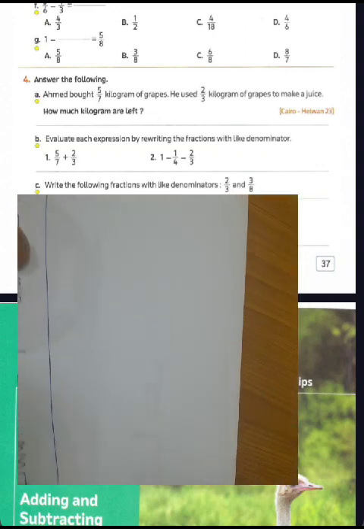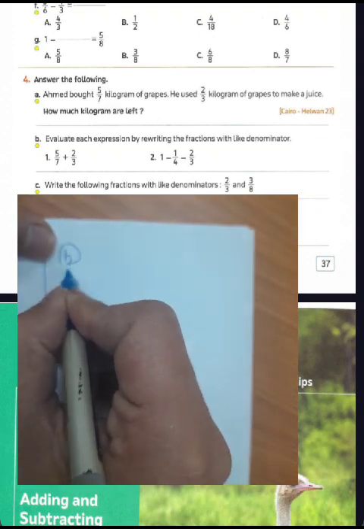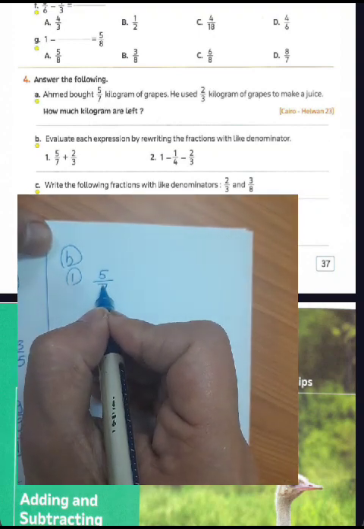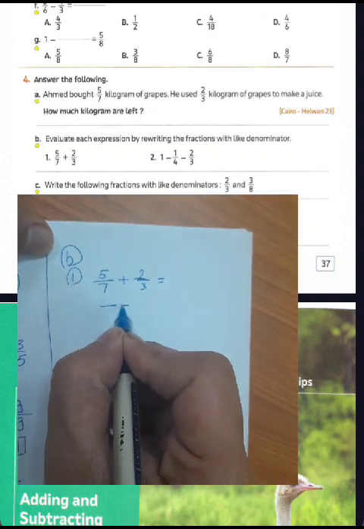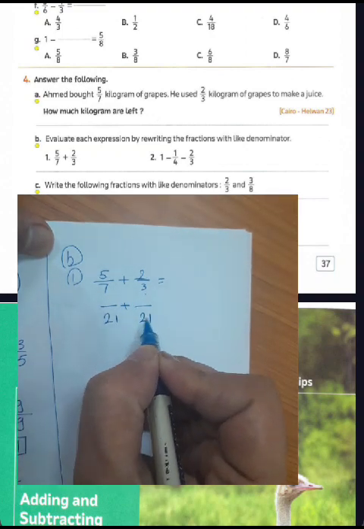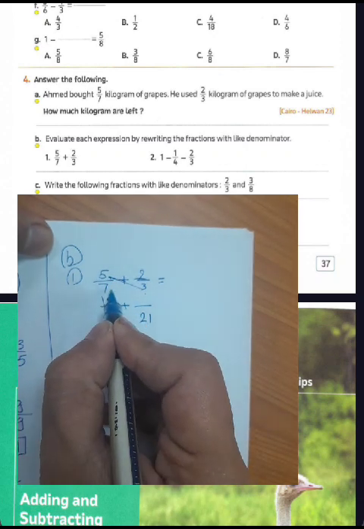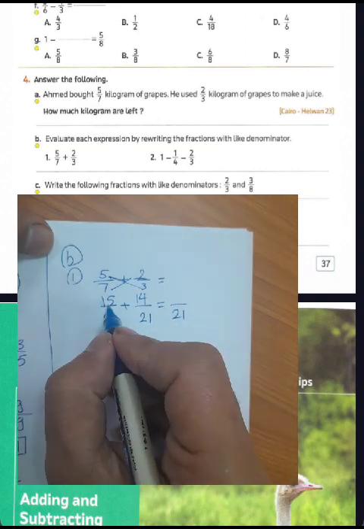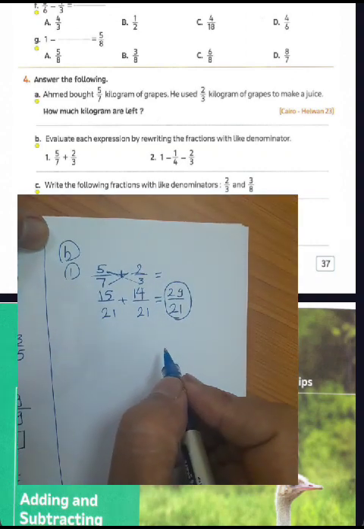Okay, I will solve letter B. Question number 1: 5 over 7 plus 2 over 3. We can write the least common multiple between 3 and 7, which will be 21. 3 times 5 equals 15. 7 times 2 equals 14. Write 21 in the denominator and then write 29 in the numerator. The result will be 29 over 21.